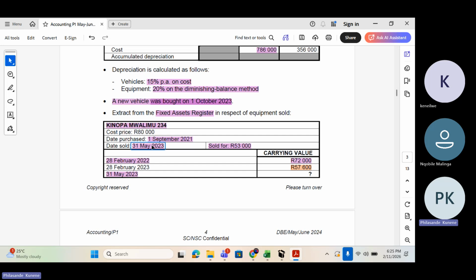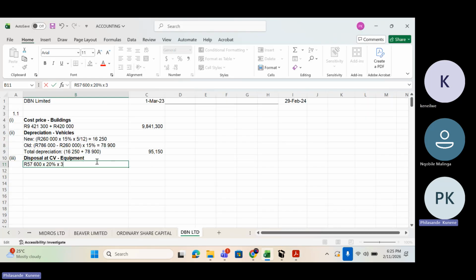I don't have to go to June because I'm adding. It's like now I dispose it on the 30th of June, which is not the case. This one was just sold on the 31st of May. So my counting will be March, April, May, which is 3/12. Then I just need to say here, multiply by 3/12, right? And then how much am I going to get as my depreciation?